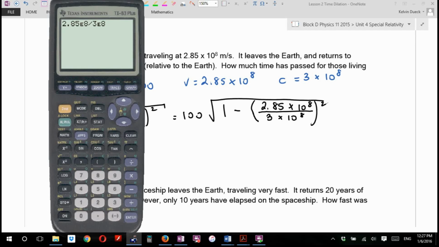If I do that, I get 0.95. Then I would say, what's outside the little bracket right there? That number squared. You okay with that so far, Ty? Then it's really 1 minus that number. 1 minus answer button. Hopefully you're starting to clue in why I said the answer button is one of your most helpful, useful things. That whole thing is inside a square root. And then what's in front of the square root? Times 100. 31.2 years would have elapsed on the spaceship.